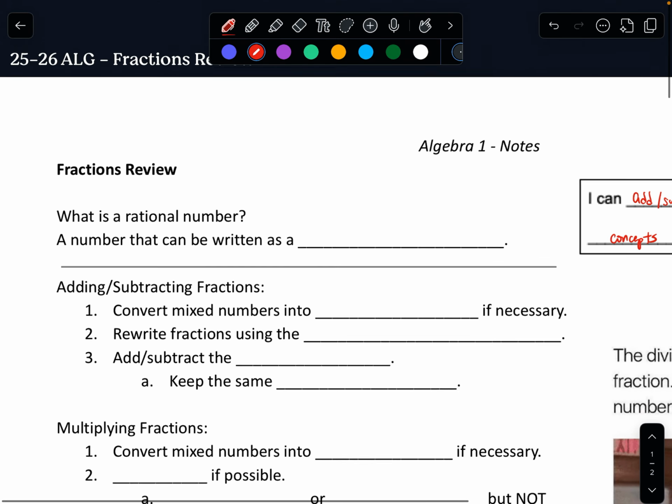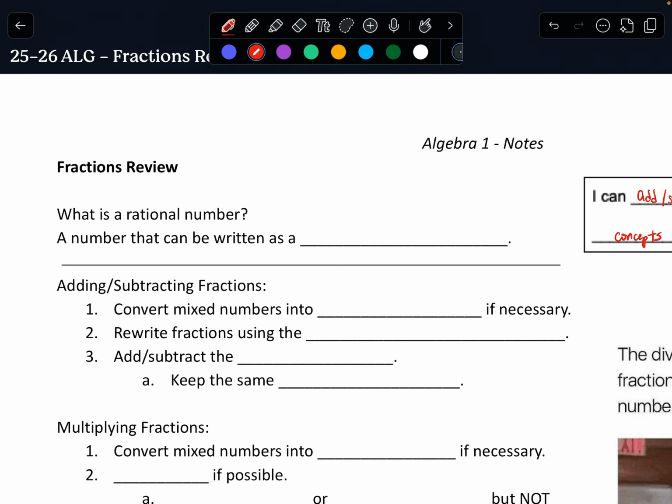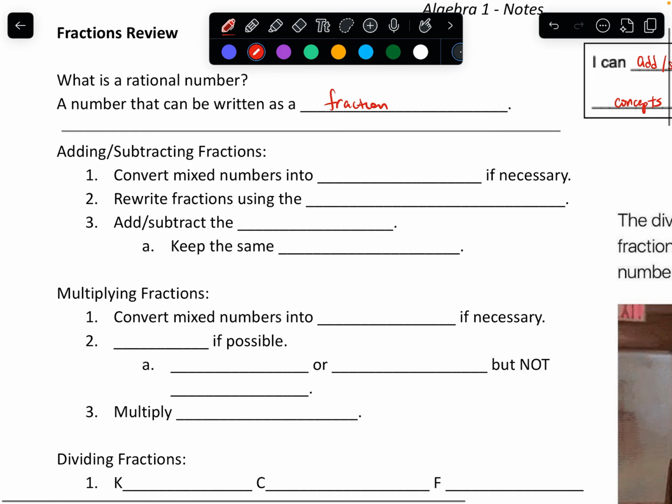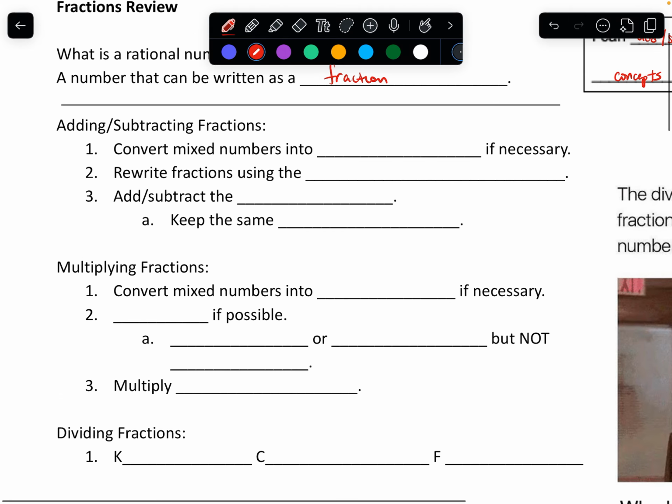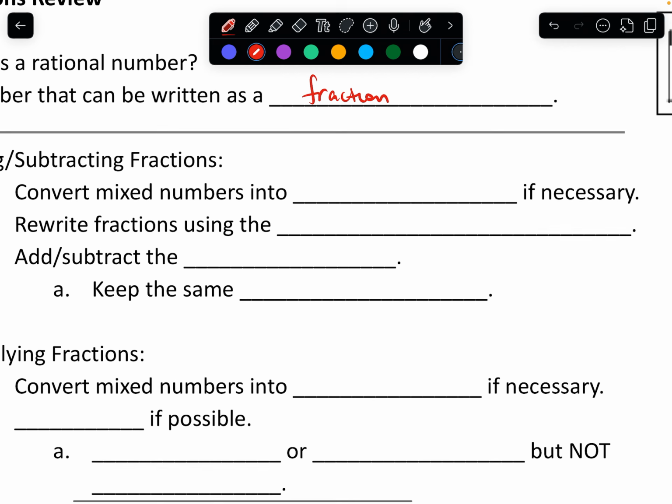So what is a rational number? A rational number is a number that can be written as a fraction. So anytime you deal with fractions and decimals, you are often referring to rational numbers. Let's quickly review how to do all of these operations, and then we will wrap up the Edpuzzle. The first one we are going to review is how to add and subtract fractions. Step 1 is to convert mixed numbers into improper fractions if necessary.